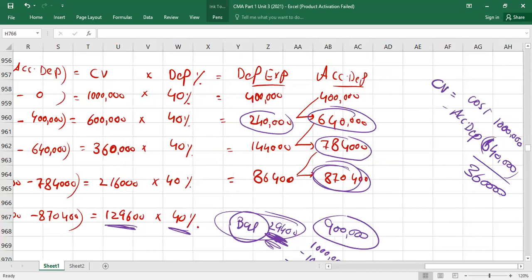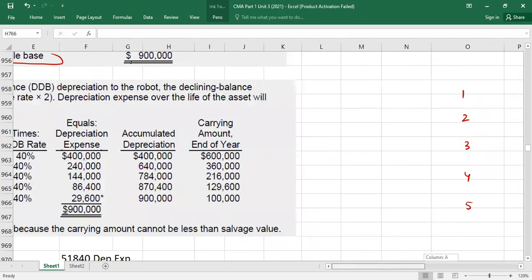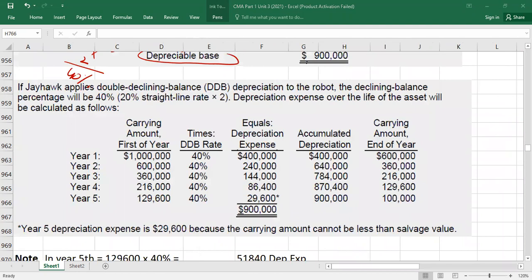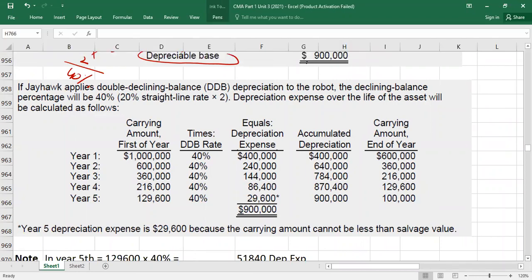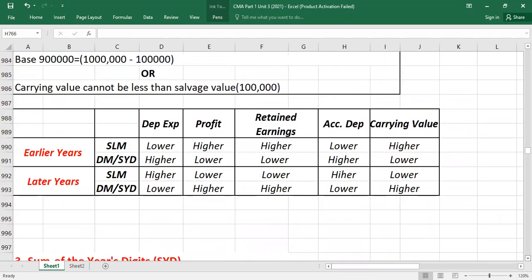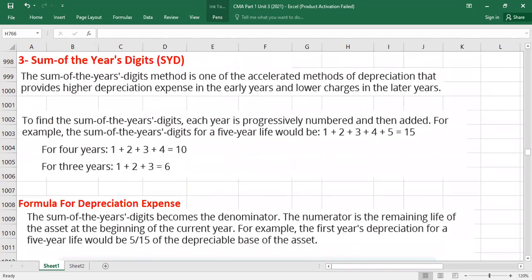Let's discuss now the third method, which is called the sum of years digit method. And then I will do some comparison to solve theoretical questions. The solution is solved here also. Okay, so the last balance, 29,600. This comparison I will explain later.